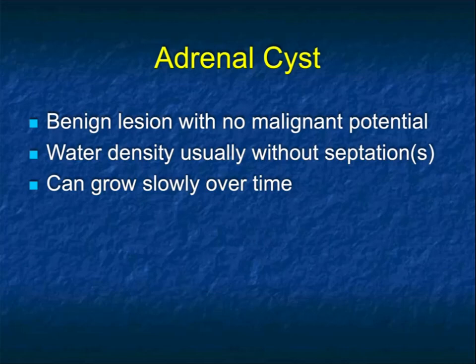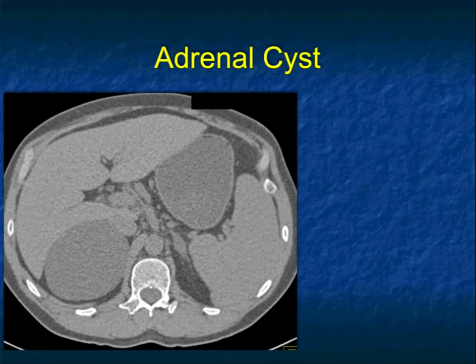Adrenal cysts. It's a benign lesion with no malignant potential. It's typically water density, homogeneous, usually without septations, but occasionally has septations. And adrenal cysts can grow slowly over time. Many benign adrenal lesions, adrenal cysts, adrenal adenomas, and myelolipomas can grow. So if you have scans over a few years and lesions grow, do not worry. That is not a sign of malignancy.